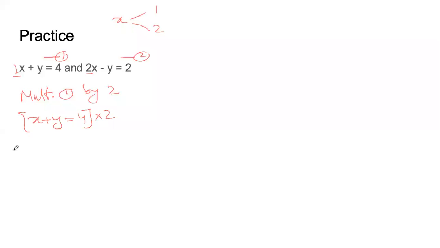So 2 into x is 2x. 2 into y is 2y. 2 into 4 is 8. Now this is the new equation. In equation 2, we do not need to do anything, because it is already 2. And you can also say that we multiply equation 2 by 1.